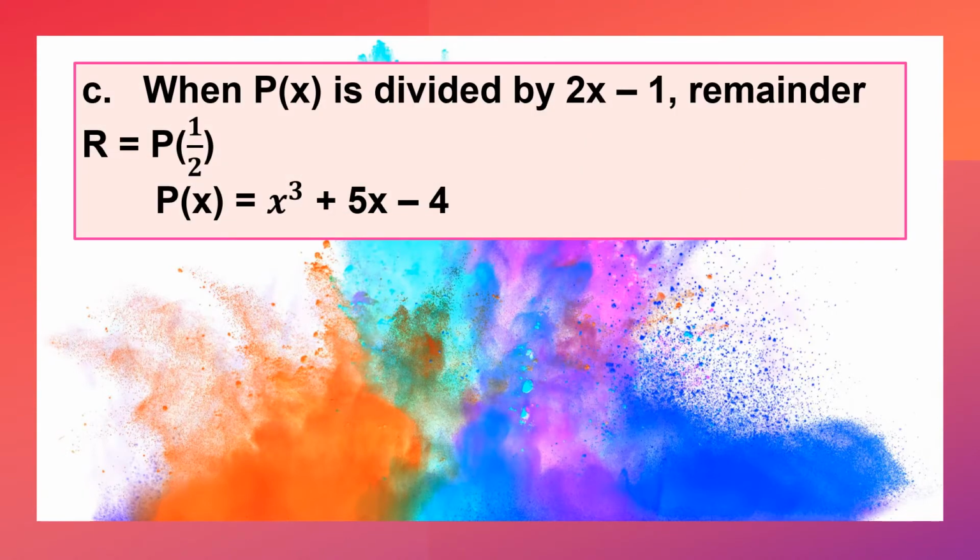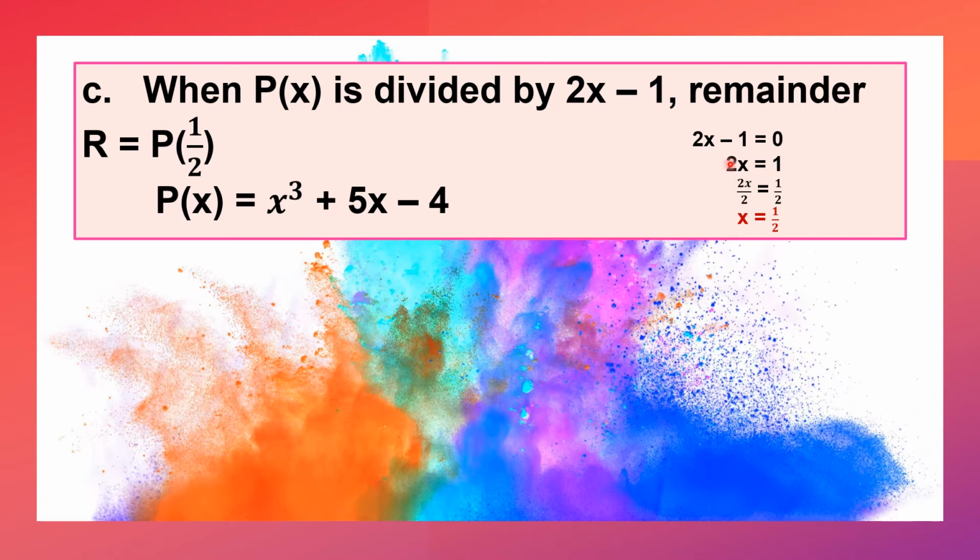For letter C, when p of x is divided by 2x minus 1, our remainder r is equal to p of 1 half. Why 1 half? Because if we are going to equate 2x minus 1 to 0, we transpose negative 1 to the other side of the equation, and it will become positive 1.